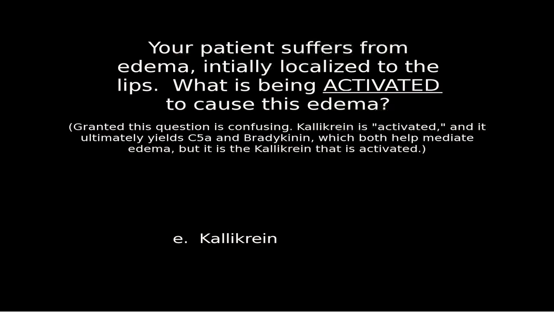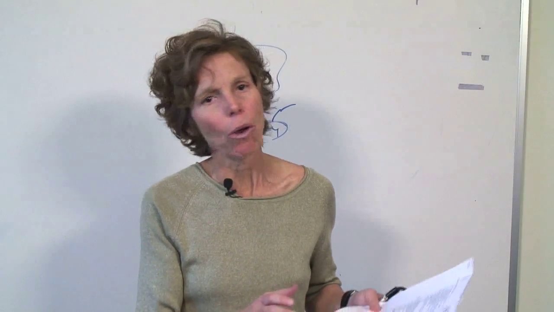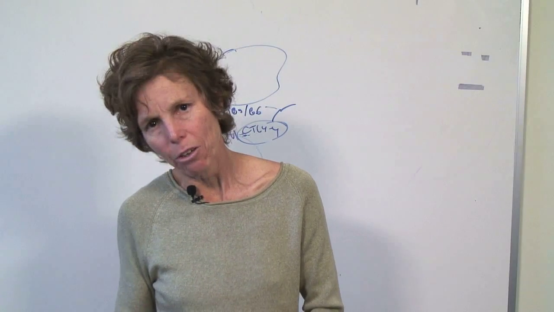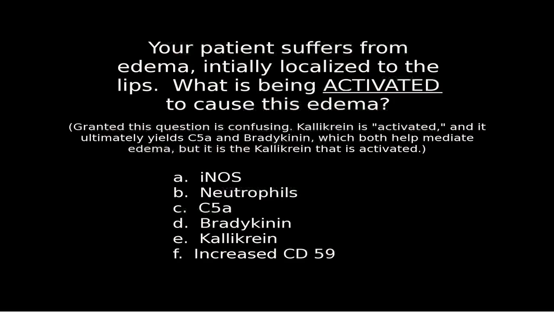So kallikrein is going to, remember, split that C5 into C5a. And if you want to inhibit kallikrein, you need that C1 esterase inhibitor. So people with angioedema don't have C1 esterase inhibitor, and therefore they have too much kallikrein. So if you knew that fact, you'd get it straight away as well. A is increased CD59. No, that's not correct. That's related to regulation of complement.